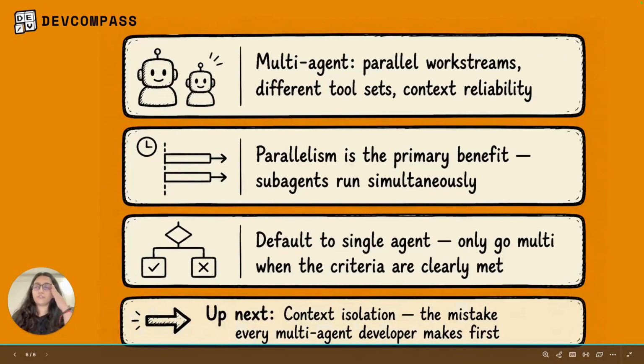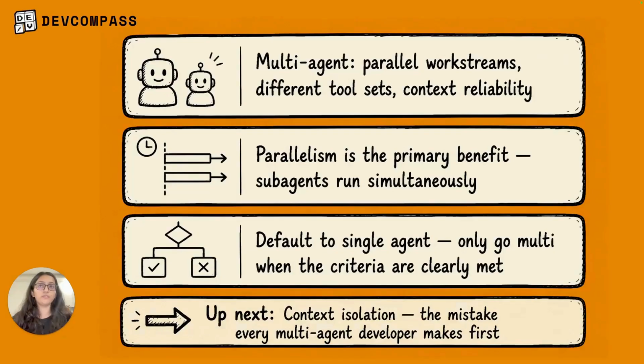So that's it for this video. We talked about multi-agent, parallel work streams, different tool sets, and context reliability. Parallelism is the primary benefit. Sub-agents run simultaneously, reducing the wall clock time. Default to single agent, and only go multi-agent when the criteria are clearly met.